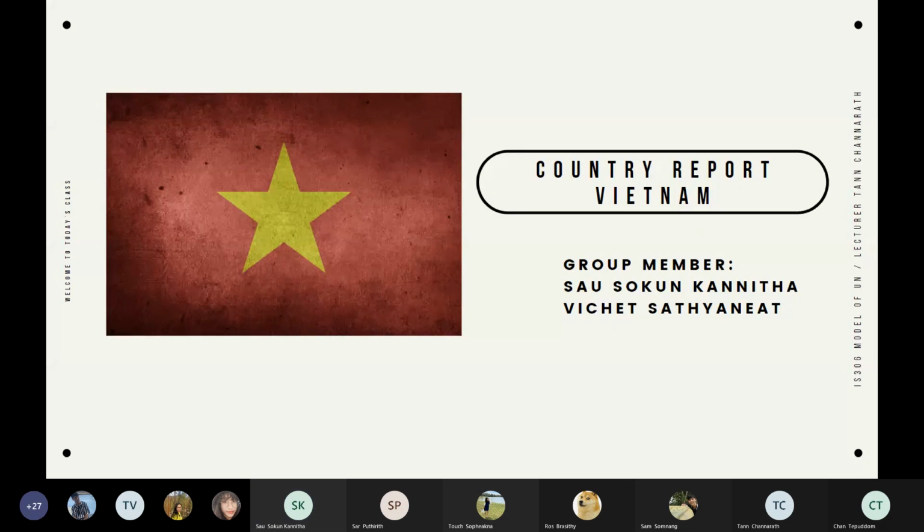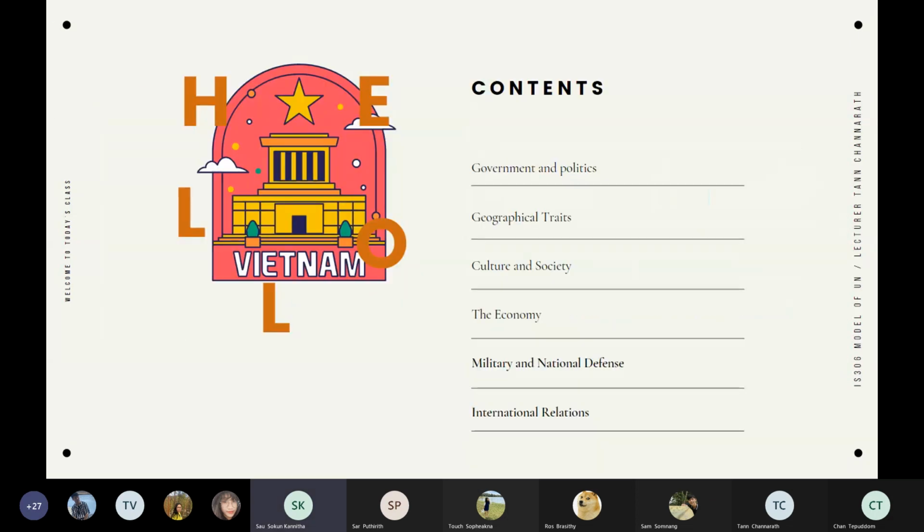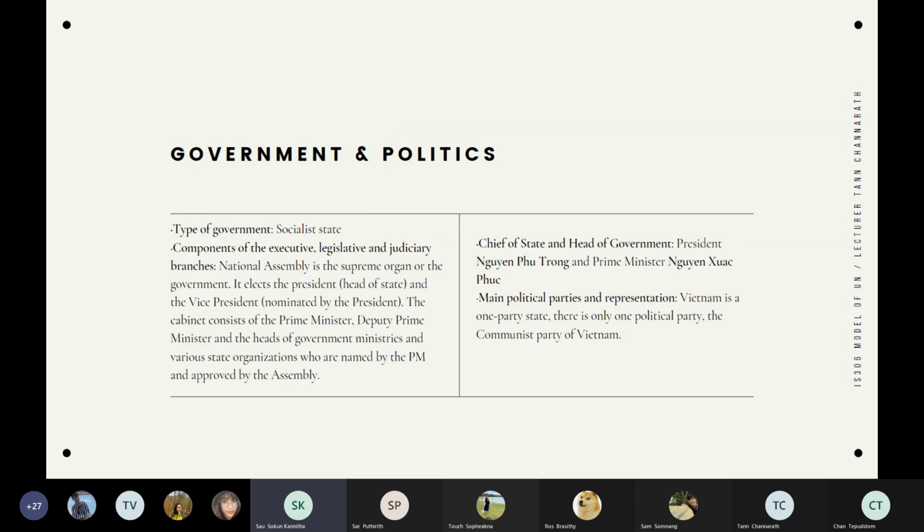Next slide. Hello, next slide. This is a table of contents where we will be covering firstly the government and politics. Next slide. So the country is Socialist Republic of Vietnam, and its language is Vietnamese. The country became a one-party communist state in 1975 after unifying both the North and the South, and then later on adopted socialism. It has three branches: the executive, judiciary, and legislative.